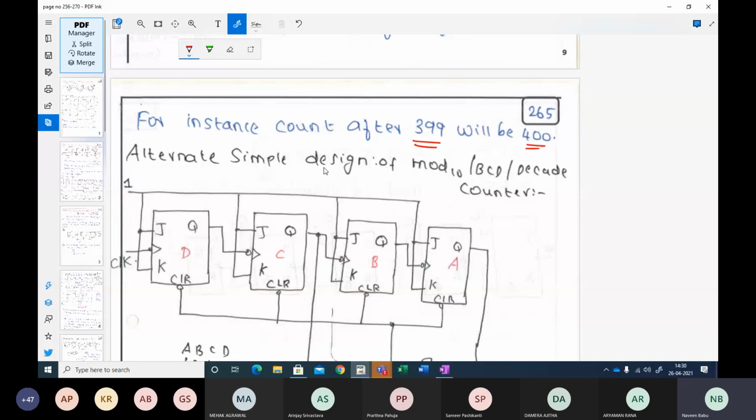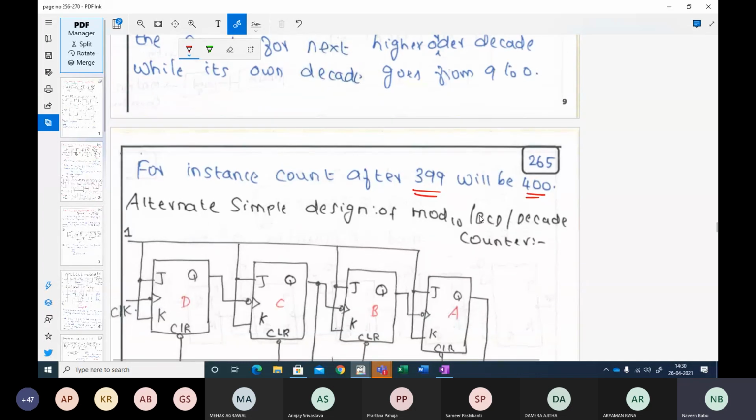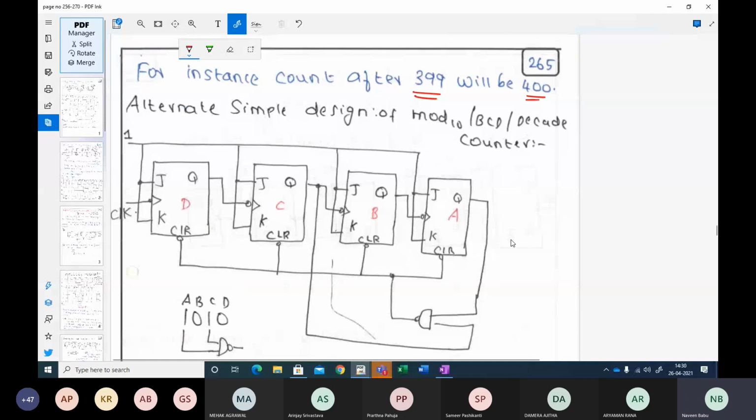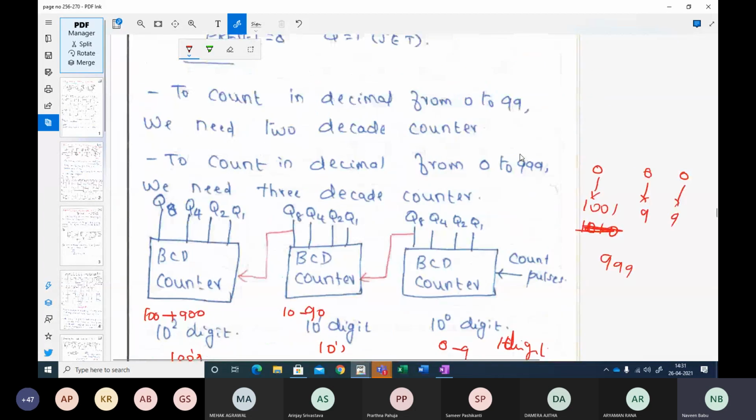So we follow the same thing. We reset it. For instance, you want to count after 399. The count after 399 will be 400, and you want to reset it. How do you do that? Or another simple design of a mod 10 counter is this. This is one example, right?